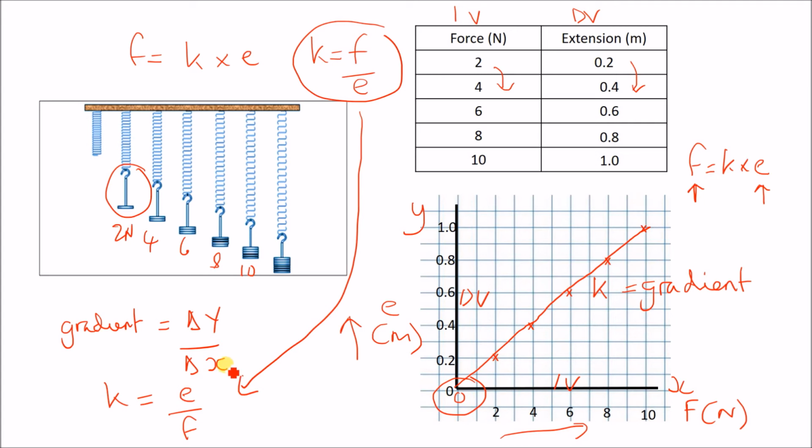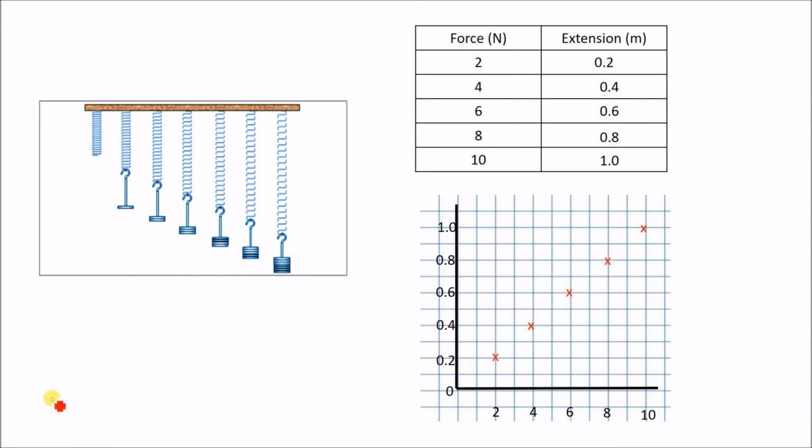Okay? So in your exam, they will probably put the extension on this x-axis, and they will probably put the force on this y-axis. That way, K will be the other way around, and when you plot this, you will have force divided by extension. Okay, so I'm just going to get rid of this ink, and then we're going to plot this graph. So we're going to look at working out K.